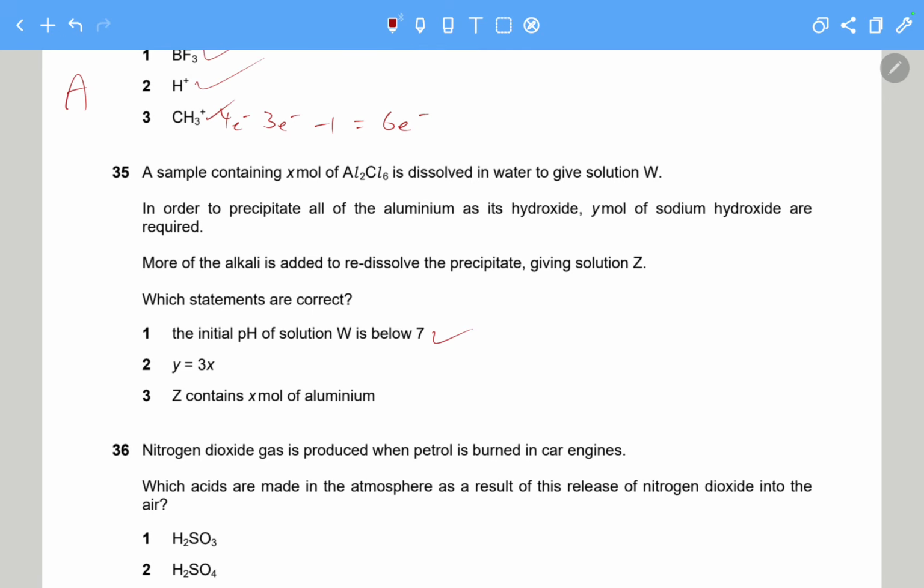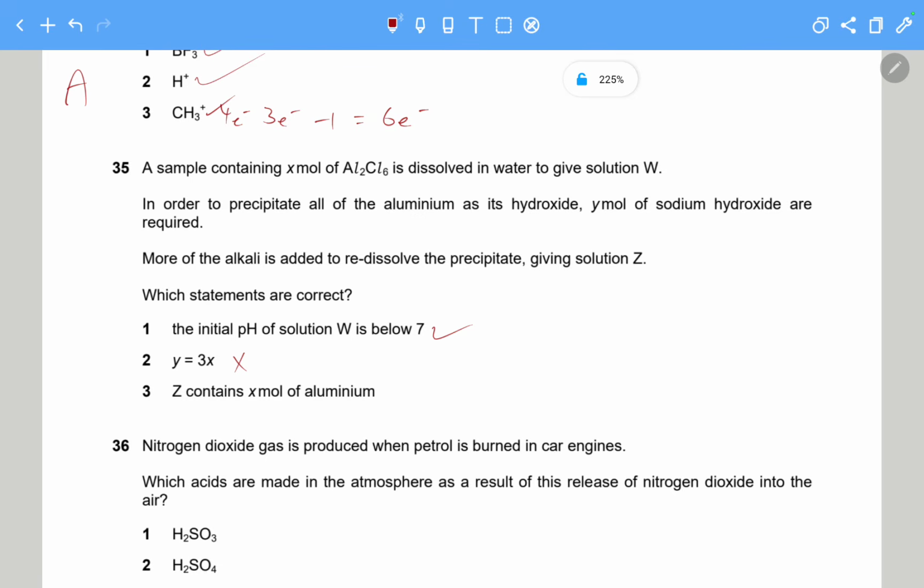Y is equal to 3x. Now this is wrong, because let's write an equation. X Al2Cl6, because we have X moles, plus 6x NaOH. You'll know why I'm using 6x here. Gives 2x Al(OH)3 plus 6x NaCl. This is the only way you can balance this equation. So y should be equal to 6x and not 3x. So this is wrong. Z contains X moles of aluminium. No, Z will contain 2X moles of aluminium because we have Al2.